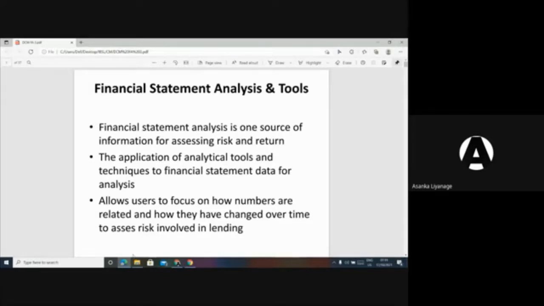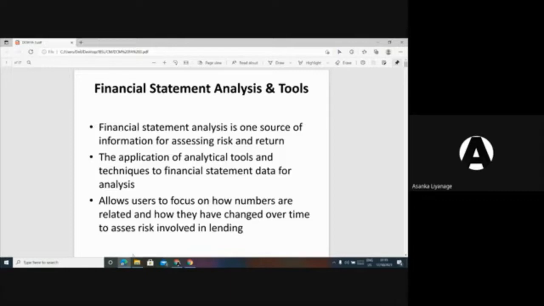Similar things apply to the decision makers. If you have higher risk, you have higher return. Similarly, your risk part is higher, right? Then financial statement analysis will give some source of information to the decision maker about the risk, similarly the return, right?